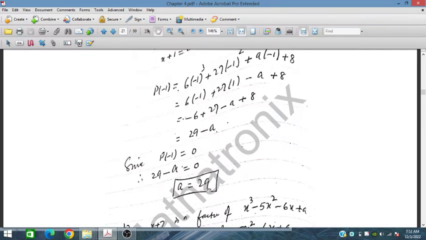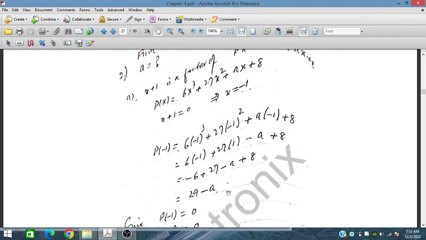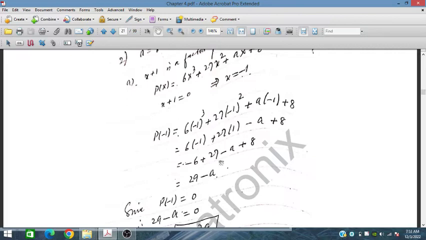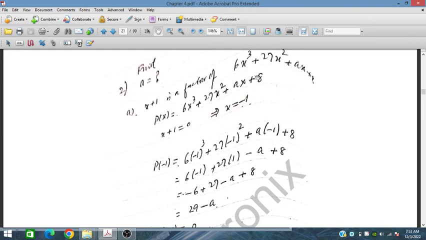So this is simple. If we place the value of a as 29 here, then we see that it will cancel out. If this is 29 and this is 29, it becomes 0. Eventually we get 0. So we prove that a is equal to 29 satisfies the condition. So for a equal to 29, this condition is satisfied.